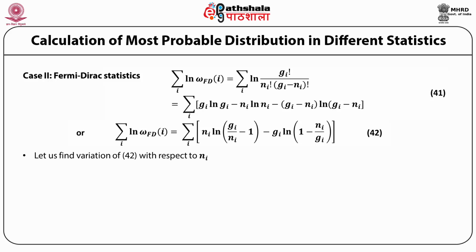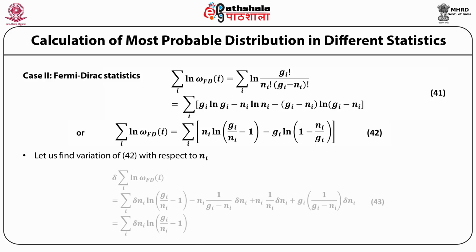Let us find the variation of 42 with respect to ni. This variation is equal to summation over i delta ni log of (gi by ni minus 1) minus ni multiplied by 1 upon (gi minus ni) into variation in ni plus ni multiplied by 1 upon ni delta ni plus gi multiplied by 1 upon (gi minus ni) variation in delta ni, which is equal to summation over i variation in ni multiplied by log of (gi upon ni minus 1).